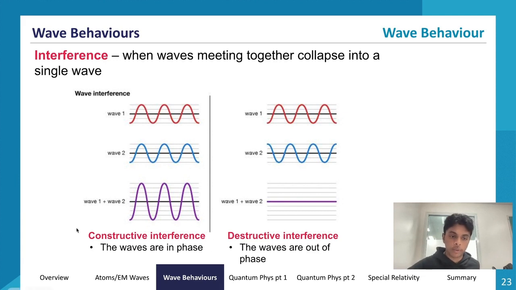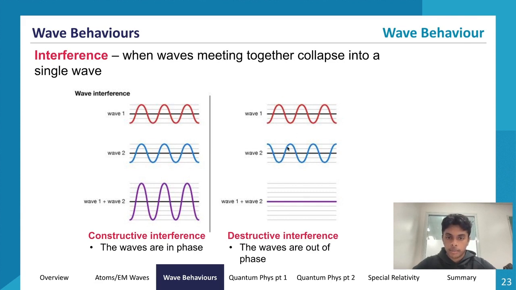These are also in red, so you need to be able to differentiate between constructive and destructive interference. So this is constructive interference. And then we have waves which are not in phase. So there's wave 1 and wave 2, which are not in phase. This is what happens when they're not in phase.